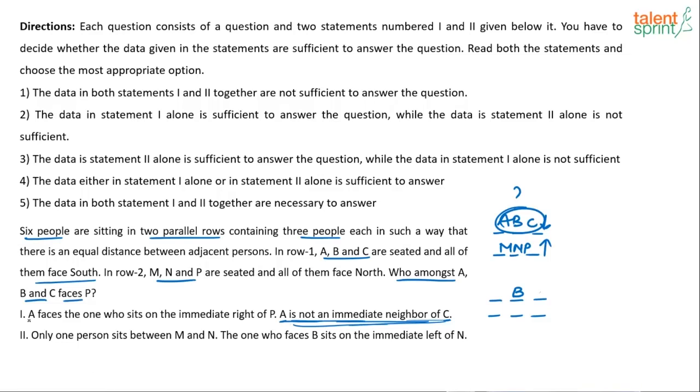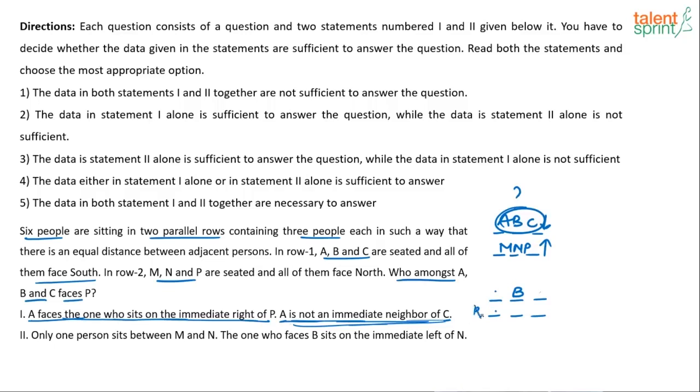Now if you see, A faces the one who sits on the immediate right of P. Can A be in this position? No. Because if A comes here, A is facing this person who sits on the immediate right of P, so P has to come here. Remember, the bottom row guys are facing north, so right will be towards right, left will be towards left. The top row guys are facing south, so right and left will get interchanged. Now A faces the one who sits on the immediate right of P. That is possible. If A comes here, then P has to come here. P comes here, the immediate right of P is this person, and A faces that person.